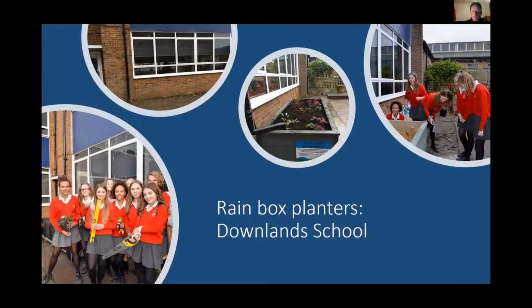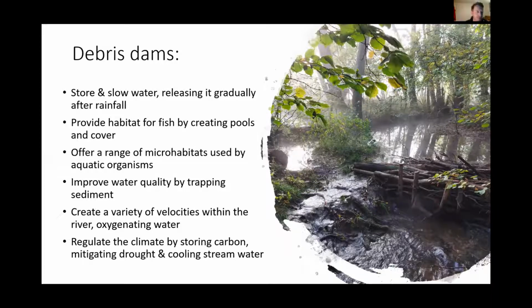So again, here's some Rainbox planters at the Downland School. And again, with these interventions, obviously one Rainbox planter itself is not going to tackle the flooding, but when you have many interventions, and these include green roofs and water butts and rain gardens and Rainbox planters, and we will come to the slightly bigger natural flood management interventions in Lag Wood, they start to have a real impact.